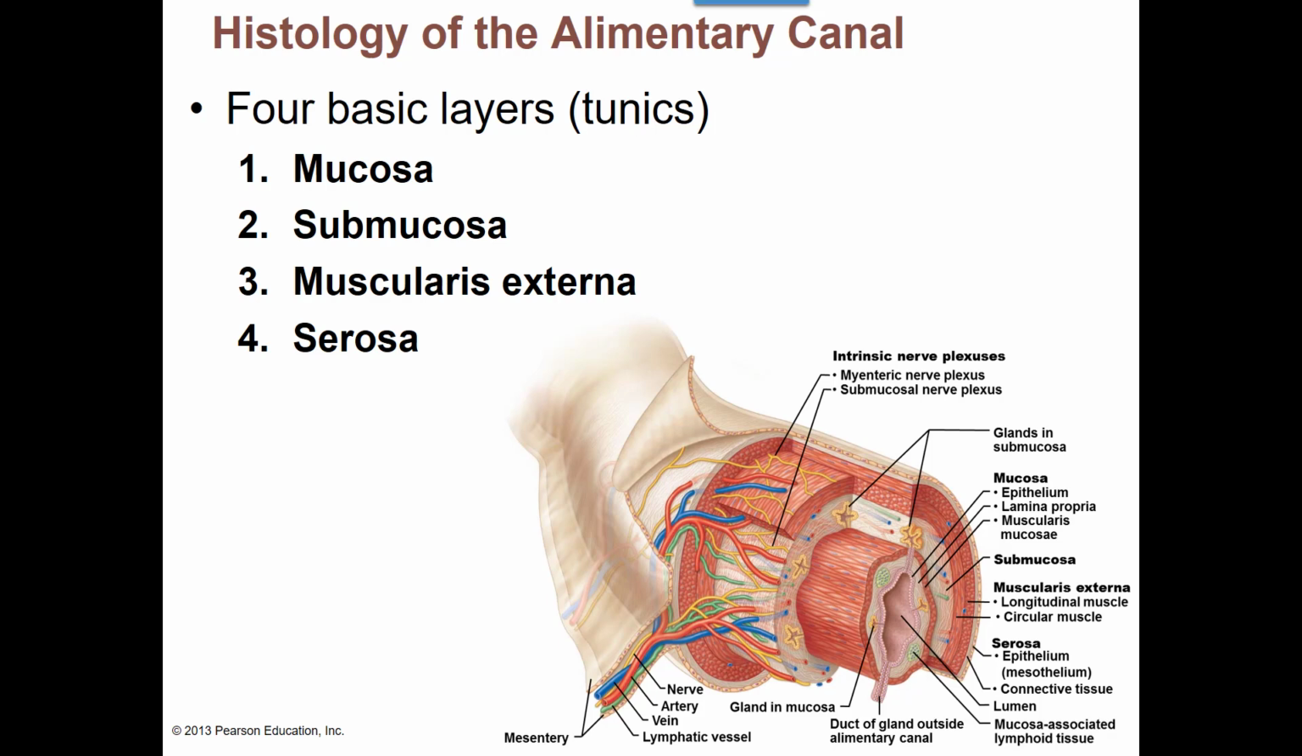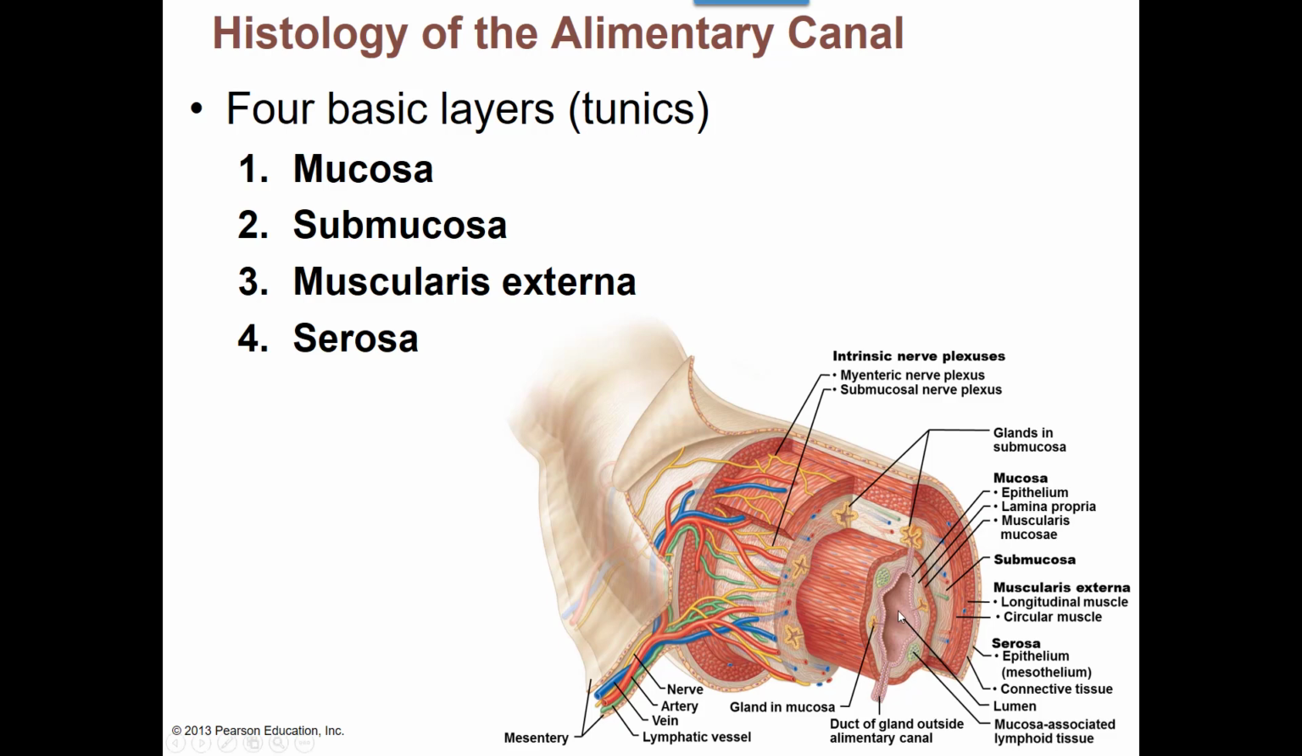The mucosa layer, and I'll talk a little bit more on each of these in the next slides. The mucosa layer is the innermost layer. It's subdivided as well, but this is that inner layer where the food's going to be found. It's the closest one to the lumen, where food would be found.